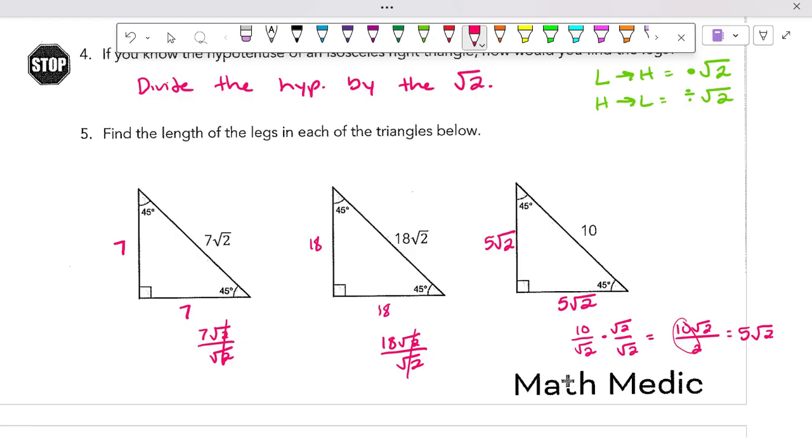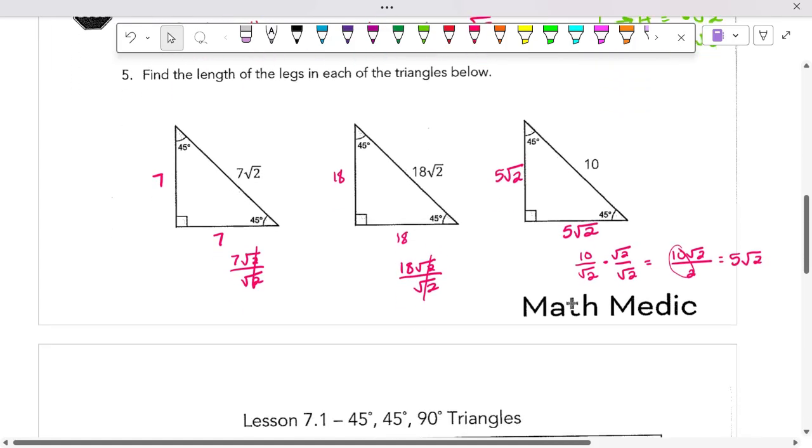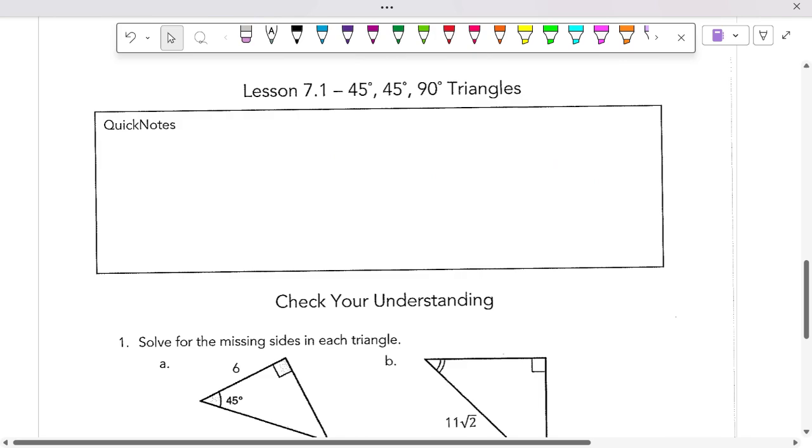All right, so sometimes it's not always going to be a nice square root of 2 next to our hypotenuse. If that happens, you just rationalize the denominator. So for a 45, 45, 90 triangle, again, this is known as a special right triangle.